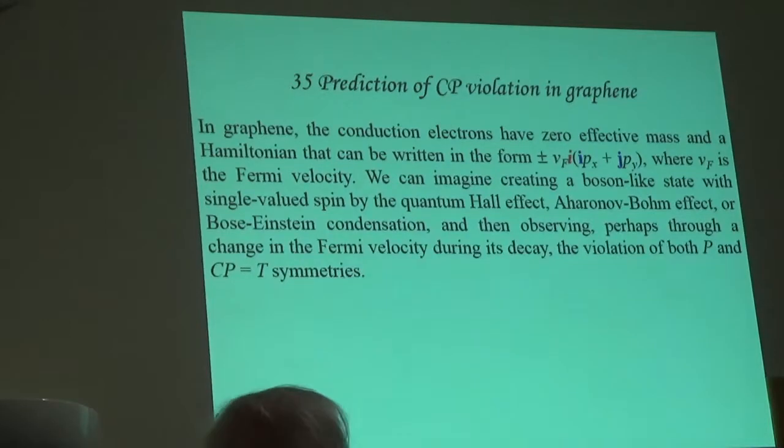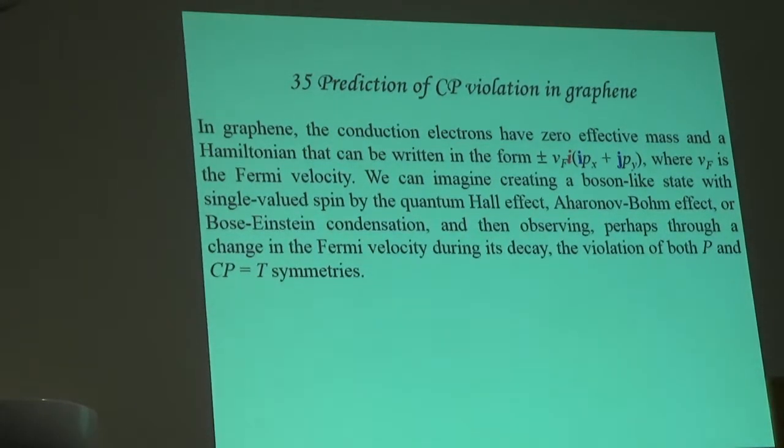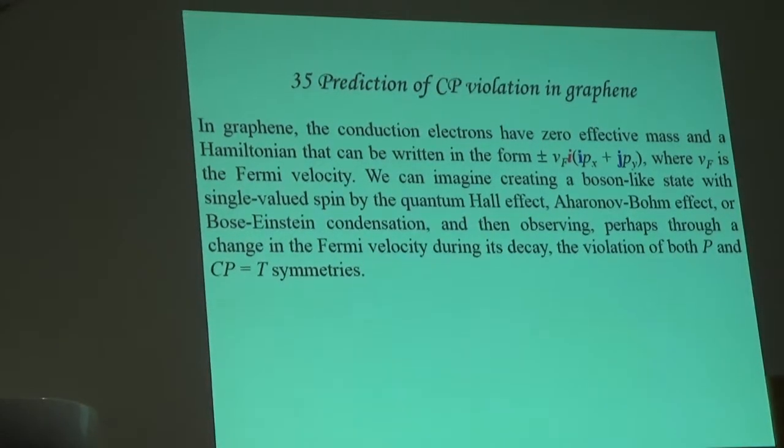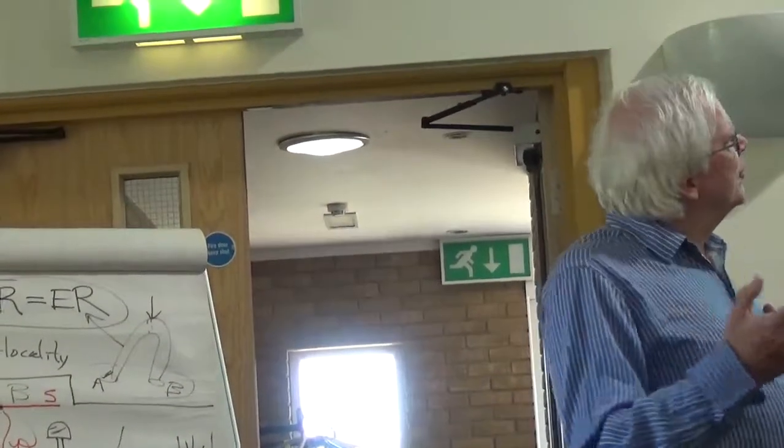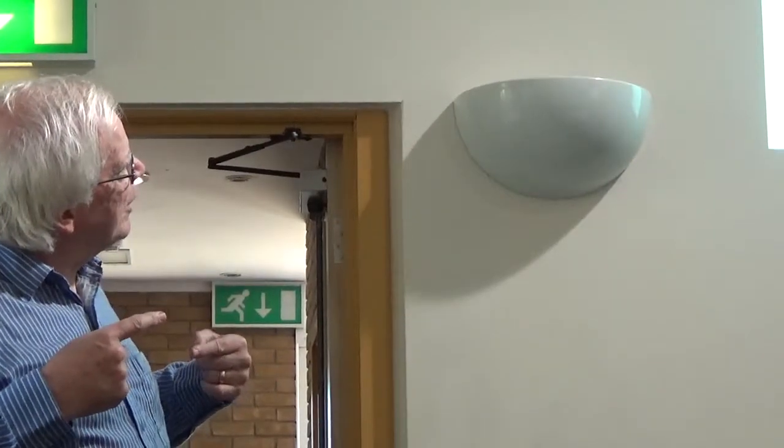And I've made a prediction that we could observe CP violation in graphene, and there was a man formerly at Manchester, he's now at Huddersfield, who could come and do the experiment. We'll see. My argument is that in graphene, you have a pseudo-massless state for the electron. It travels at the Fermi velocity, which is the highest velocity in the material. Now, if you could arrange a quantum Hall effect or something like that, it would be like creating a boson state out of the fermionic electrons.